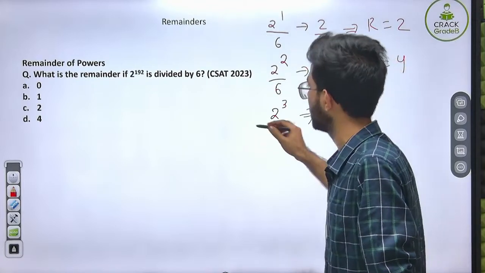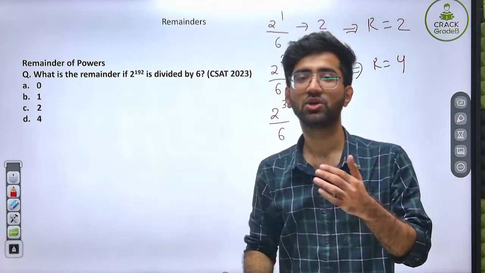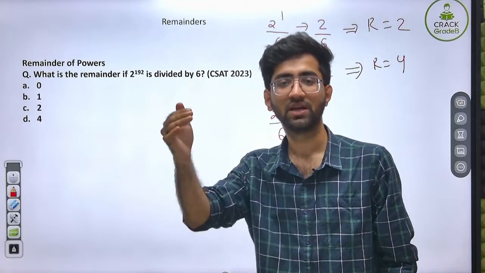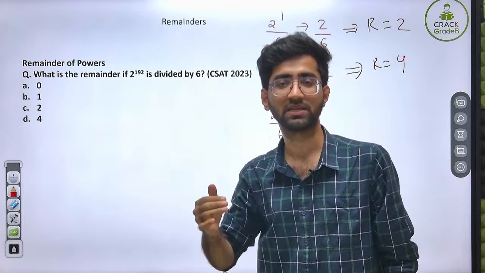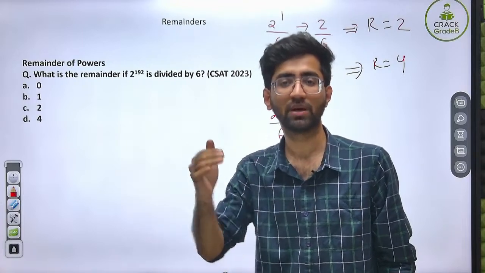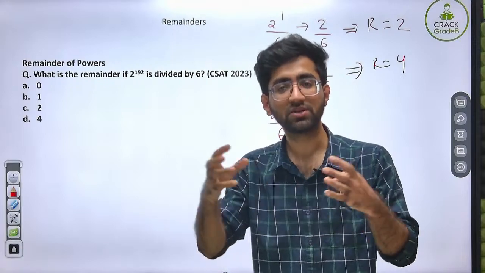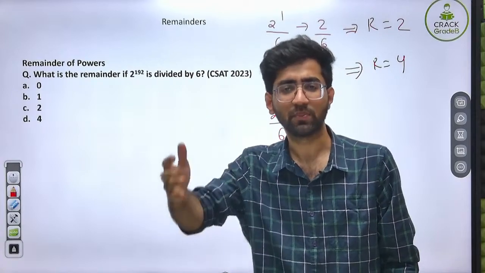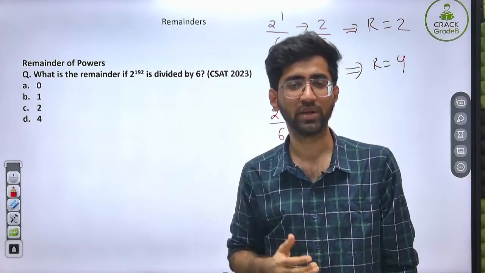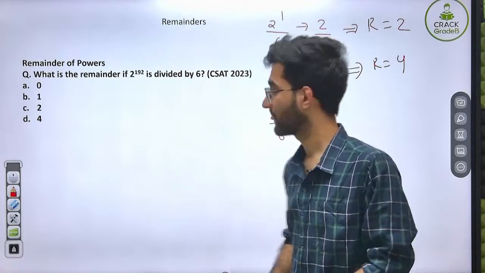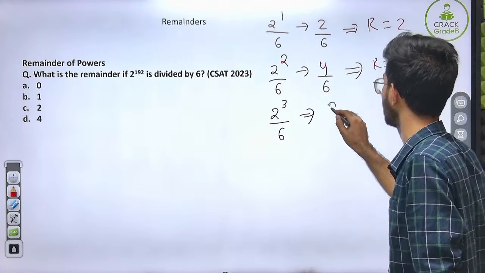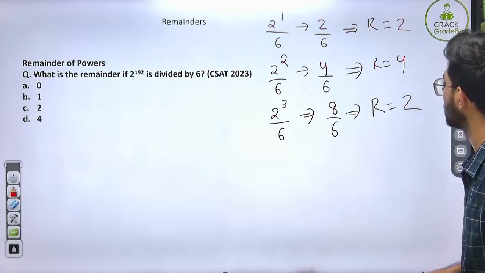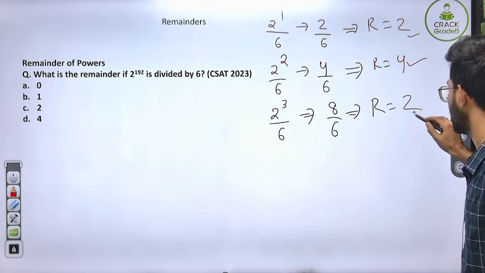See, why are we trying to find a pattern? Because we have to divide 2 to the power 192 by 6. That's why we have started to divide 2 to the power 1 by 6, 2 to the power 2 by 6, 2 to the power 3 by 6, 2 to the power 4 by 6, 2 to the power 5 by 6. And again, we will try to find the pattern of remainders: do the remainders repeat, and if they repeat, what is the pattern? So 2 to the power 3 by 6 is 8 by 6. If you divide 8 by 6, you get remainder 2. Now are you able to notice this? 2, 4, means again 2.